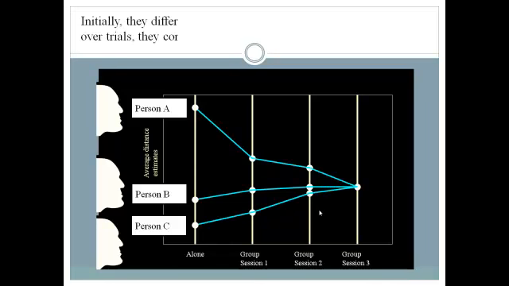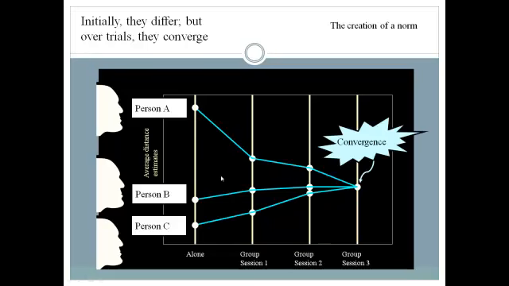And as you can see, at first, they differ in terms of how far the light is moving, but then they get closer and closer and closer. They get more and more in agreement. And again, when a group is developing norms, they're kind of agreeing on what people are saying, doing, feeling, and so on. And that's what happens eventually in Sherif studies, is that their estimates converge.